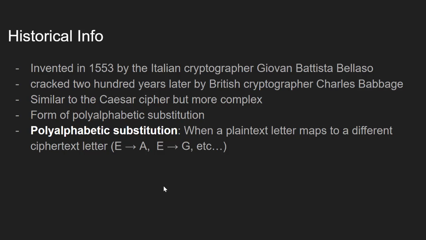What this means is that a plaintext letter can map to a different ciphertext letter each time. So the letter E could map to A, G, H, or any letter in the alphabet. It doesn't have to map to just one constant ciphertext letter. So that's what makes the Vigenere Cipher so unbreakable, unless you have the key that is given to it.